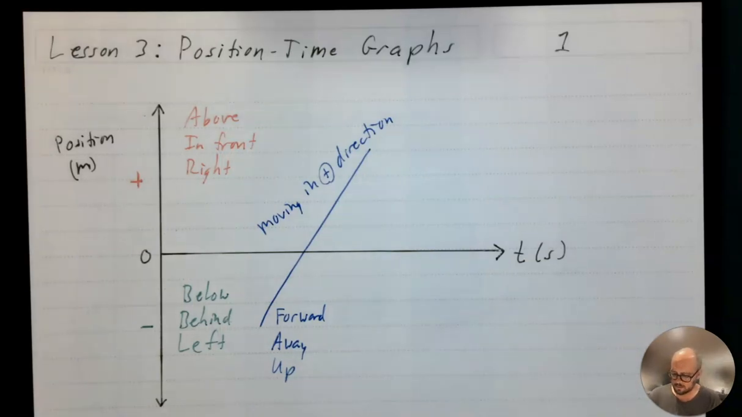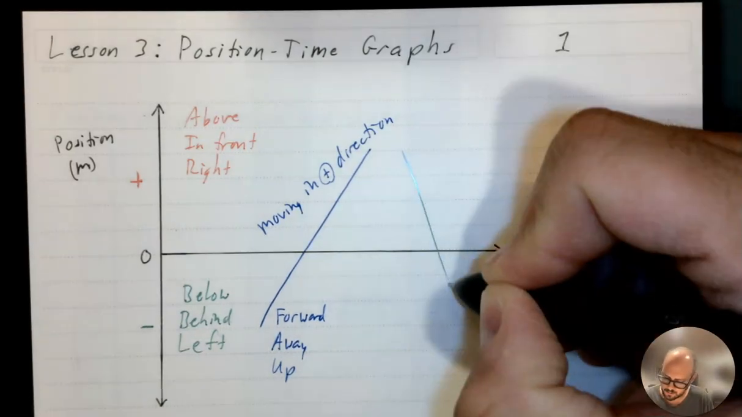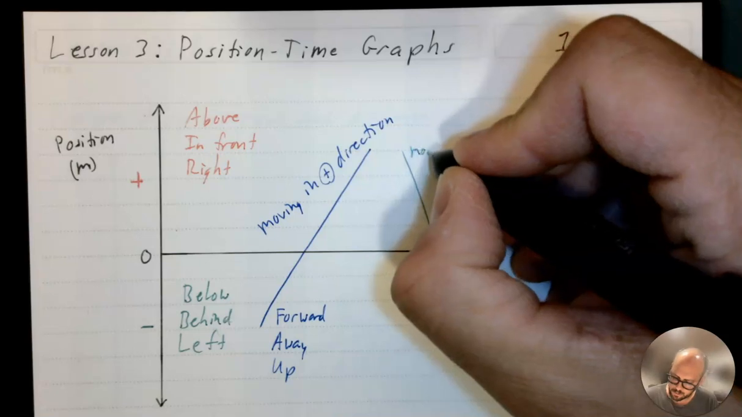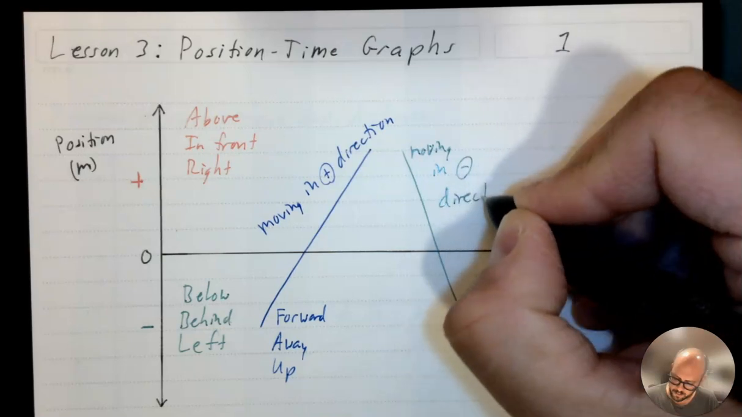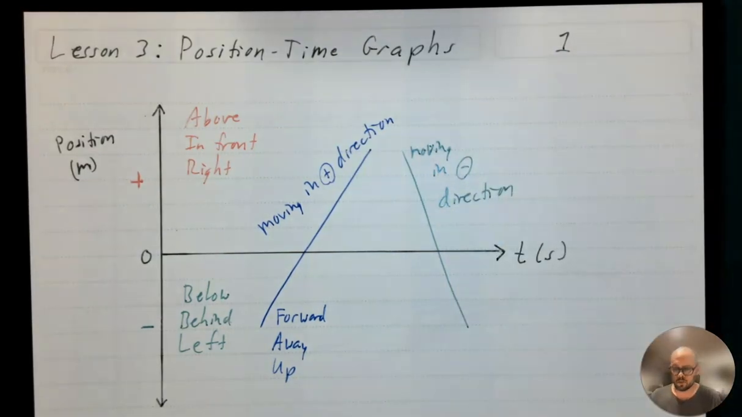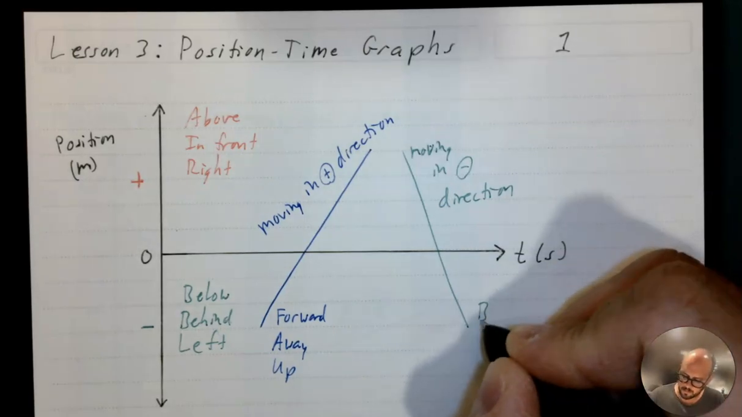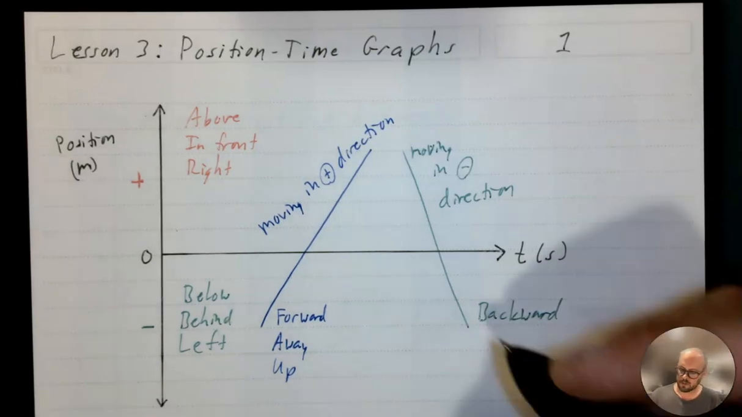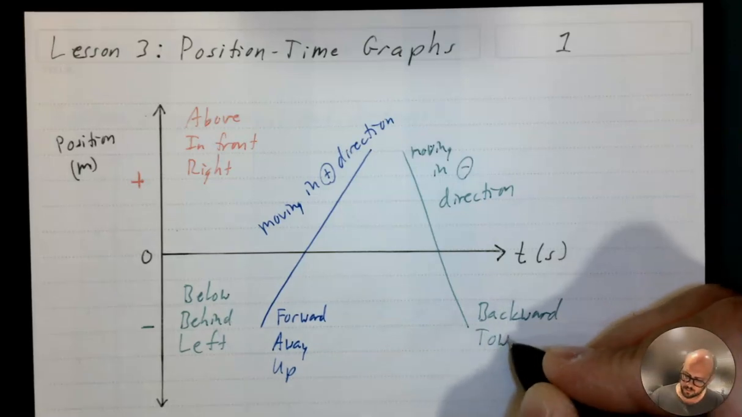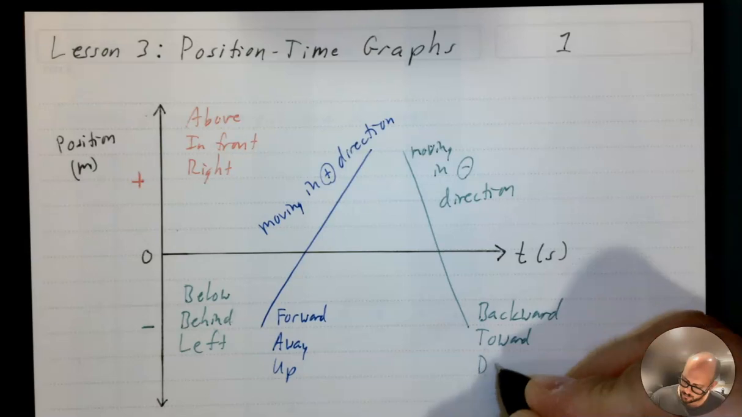And the last piece is, again, if it's moving in the opposite direction, we have words for that. So this shaped line would be moving in the negative direction. And so the words we would use would be the opposites of these, right? So this object would be moving backward. Their position is getting more negative. They might be moving toward the reference.